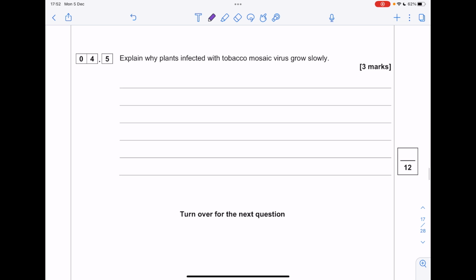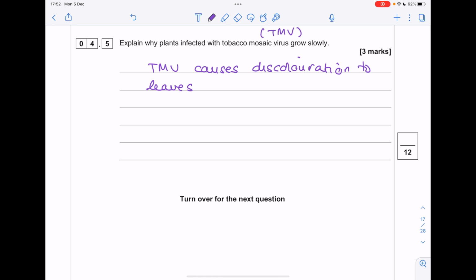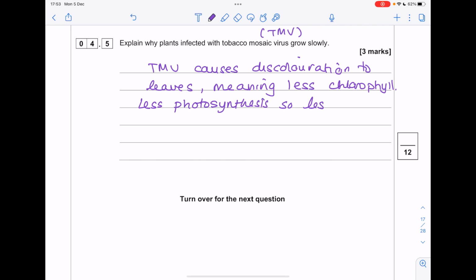Explain why plants infected with tobacco mosaic virus grow slowly. Remember, tobacco mosaic virus, TMV, causes discoloration to leaves, meaning there's less chlorophyll. And less photosynthesis takes place because you have that damage, that lack of chlorophyll. So less glucose made, which is needed for growth. And fewer amino acids will be made.